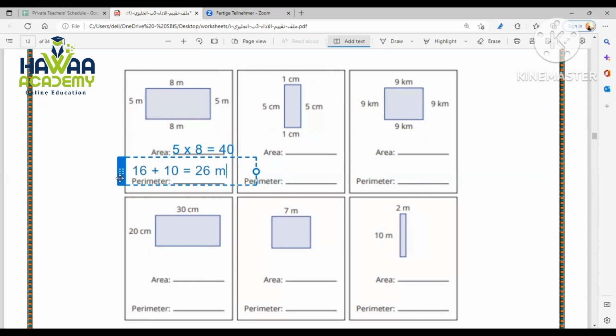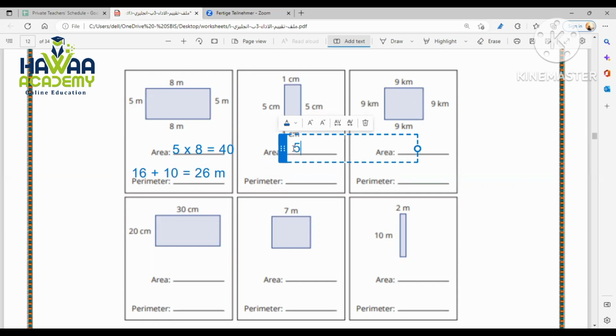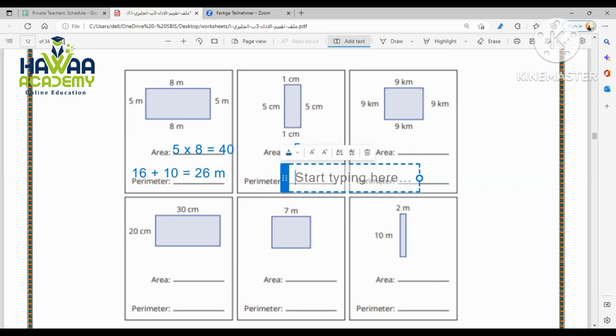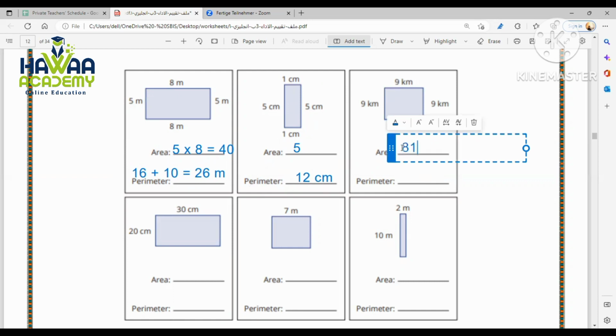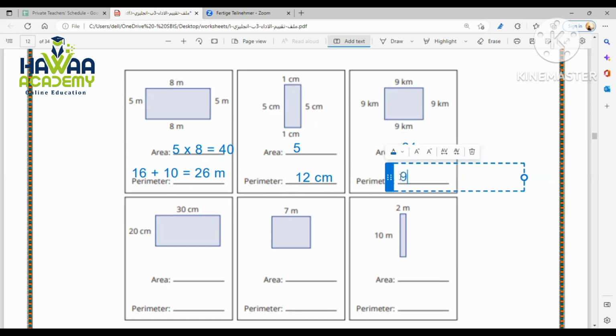Okay, everyone. What about the next question here? I need to find the area. So it's 1 times 5, which is 5 centimeters squared. And what about the perimeter? 1 and 5 will be 6, 6 and 1, 7, 7 and 5 will be 12 centimeters. Now the shape here is a square, obviously. So 9 times 9 will be 81 kilometers squared. And what about the perimeter? It's going to be 9 times 4, so it's going to be 36 kilometers.